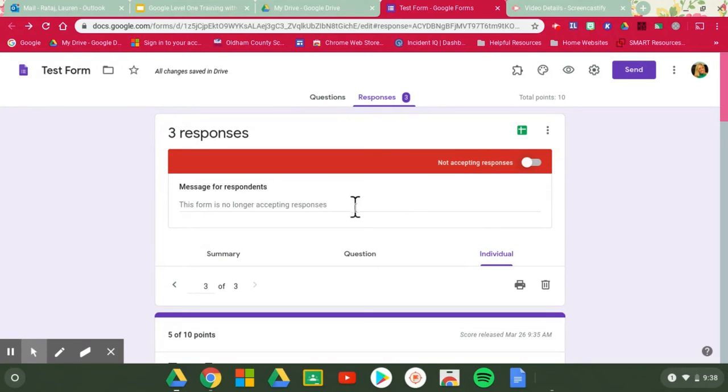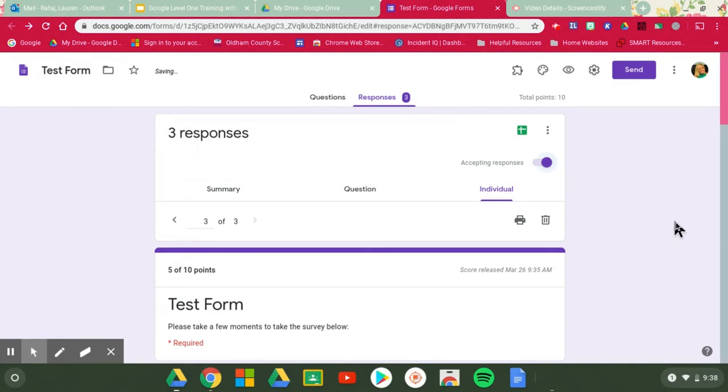It will tell them when they go to click the link or take it, this form is no longer accepting responses. So that's helpful as well. A great tool there within responses.